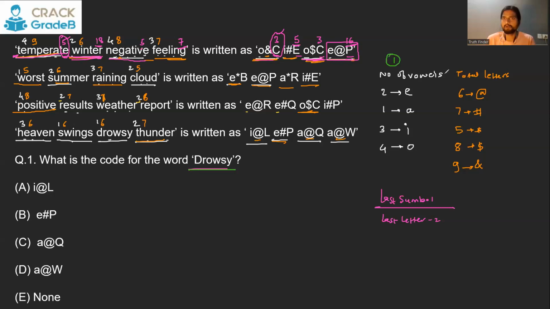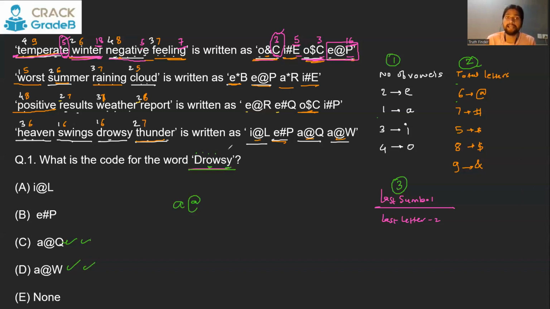First symbol is the number of vowels, second symbol is about total letters, and third symbol is based on the last letter. So number of vowels, it has only one vowel. One vowel means the first symbol should be A. So the answer could be either this or this. Second symbol is about the total letters. It has 1, 2, 3, 4, 5, 6 letters. 6 letters means at the rate. So it should have at the rate in the middle. So this is also possible, this is also possible.